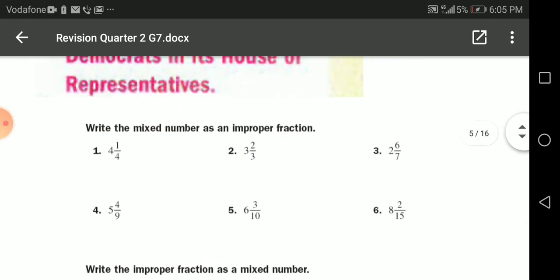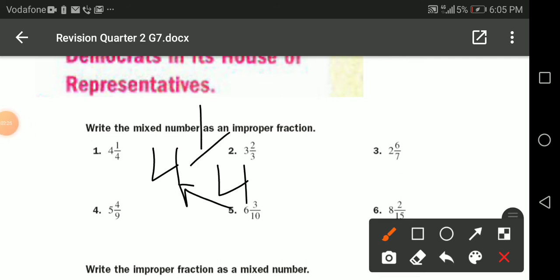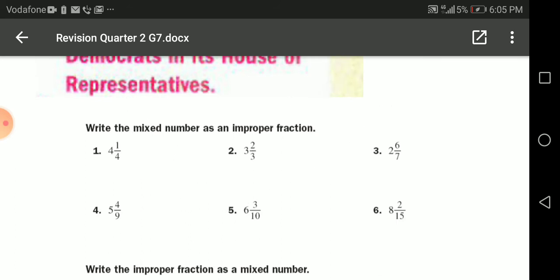This is a very important question, my dear students. If he asks me to convert from mixed to improper, this is easier too, so I'm going to multiply. 4 times 4, 16. Then 16 plus 1 gives me 17. 17 over the denominator, which stays the same.